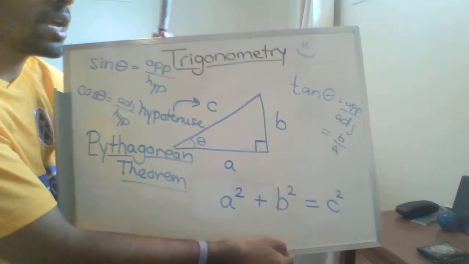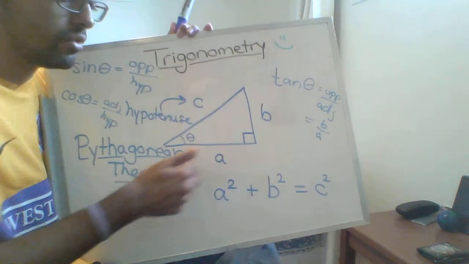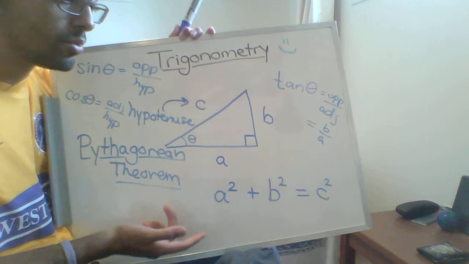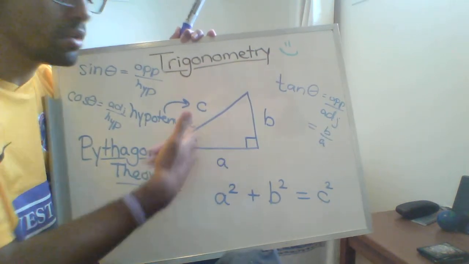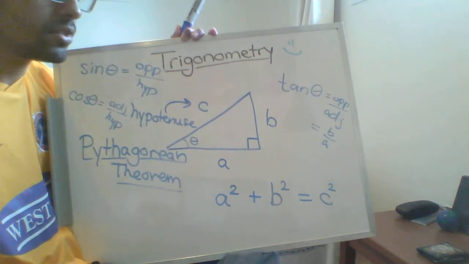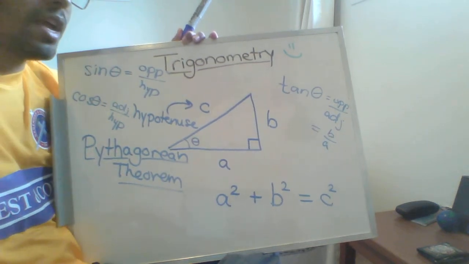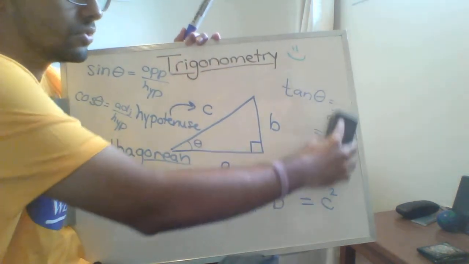That's a much more complicated way. If you need to know the lengths of the three sides of the triangle and you have two of them and it's a right triangle, use the Pythagorean theorem. It's the shortest, it's the simplest, and it's very, very useful.